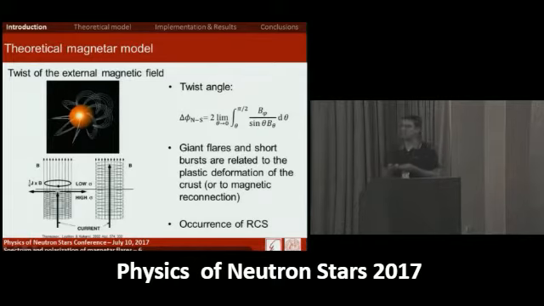So giant flares and short bursts are related to these plastic deformations of the crust and to the magnetic reconnection of the field lines. Moreover, such an external field, as Roberto also said, is non-potential, and so charged particles must flow along the closed field lines, making the medium in which photons propagate optically thick for resonant cyclotron scattering, which gives rise to the power law tails observed in the soft X-ray band.